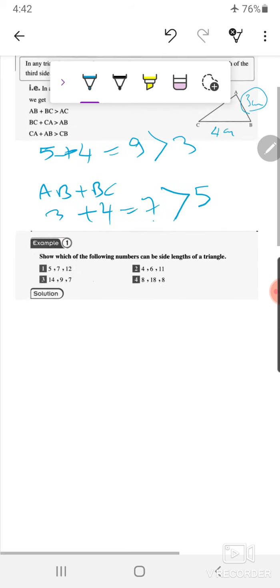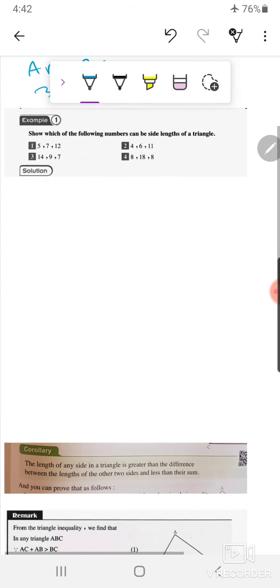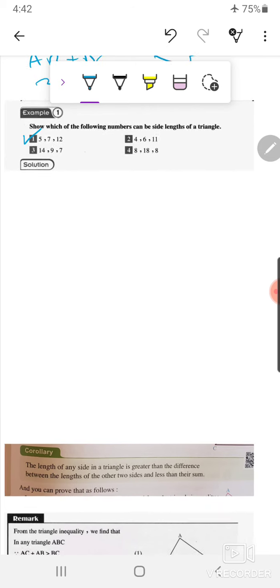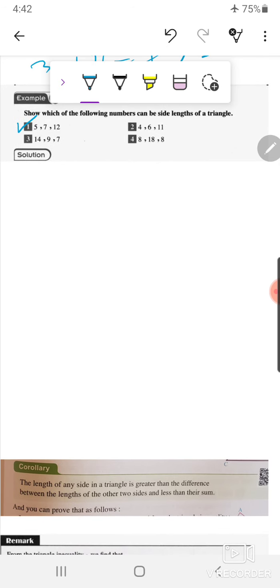Okay, now let's take an example. Here in this example, show which of the following numbers can be side lengths of a triangle. First of all, I will take the smallest numbers. In the first one, here you have 5, 7, and 12. Did you see it? Okay. So I take the smallest ones, which are 5 and 7, and I make the sum. Here you have 5 plus 7. What is the answer? Exactly, which is equal to 12.